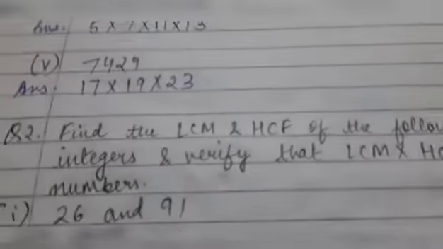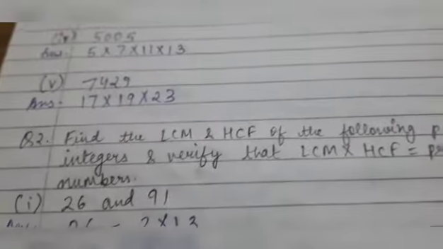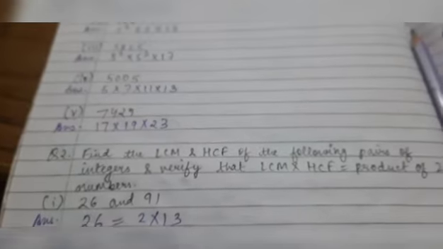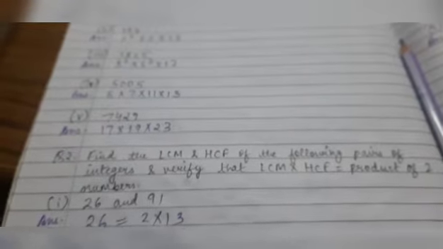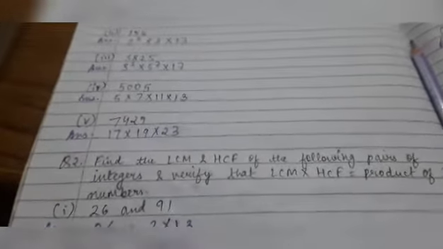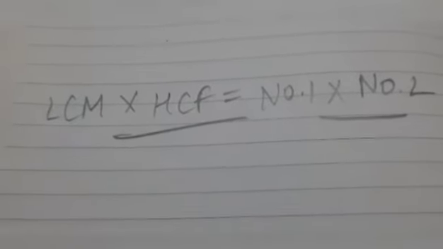Next question. Find the LCM and HCF of the following pairs of integers and verify that LCM into HCF is equal to the product of the two numbers. So what do we have to understand? That LCM into HCF is always the product of the two numbers, right? This statement should be clear to you. LCM into HCF is number 1 into number 2.